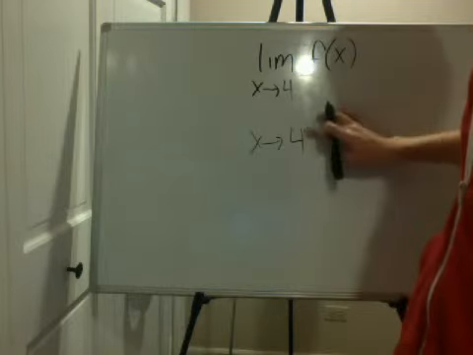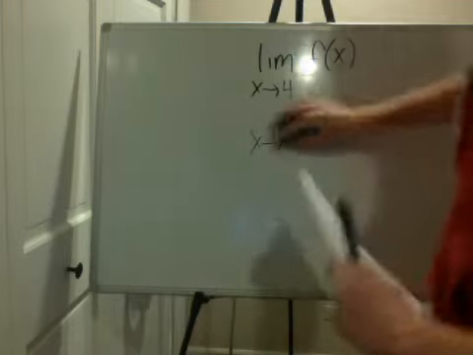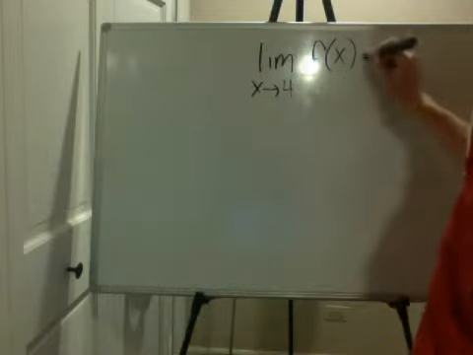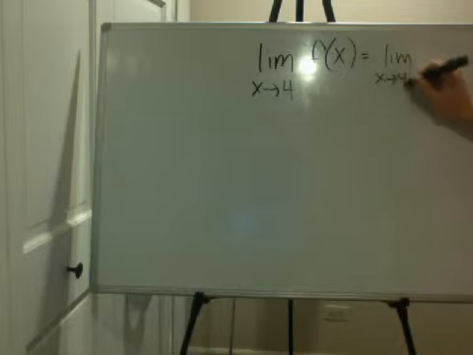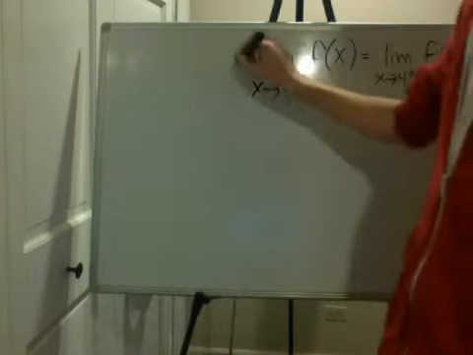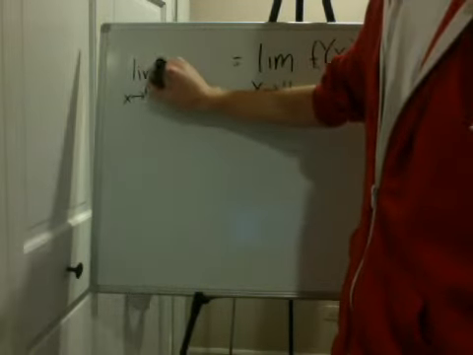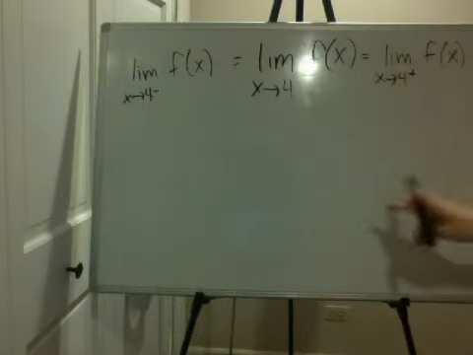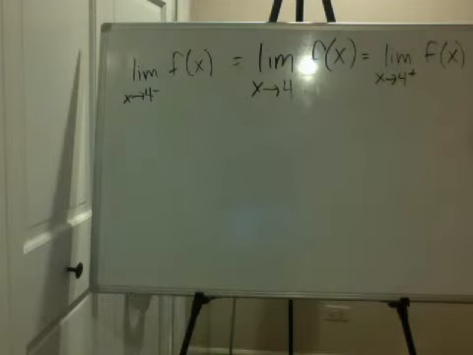So, for this limit to exist at x going to 4, the limit as x goes to 4 from the right of f of x must also equal the limit from x going to 4 from the left. If all this is true, then this limit as x goes to 4 exists. Otherwise, that limit does not exist.